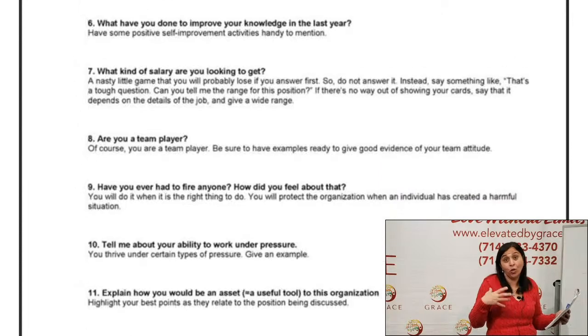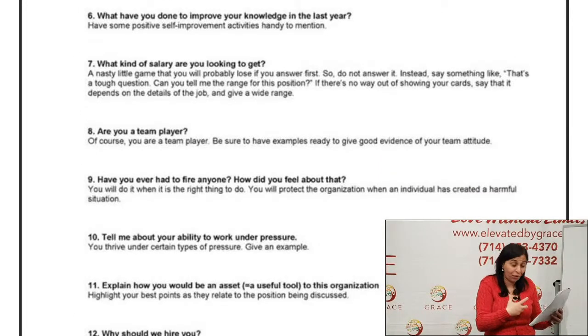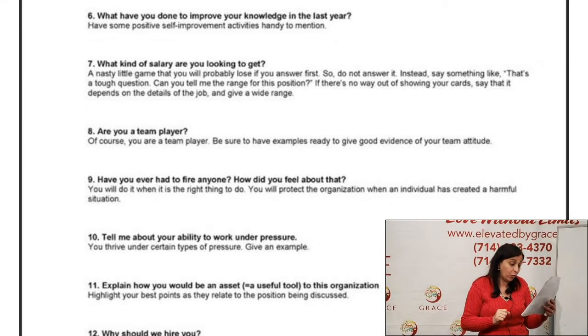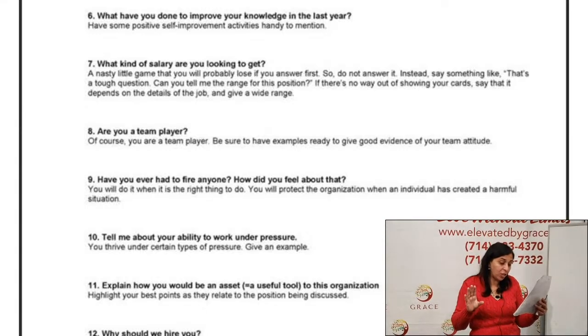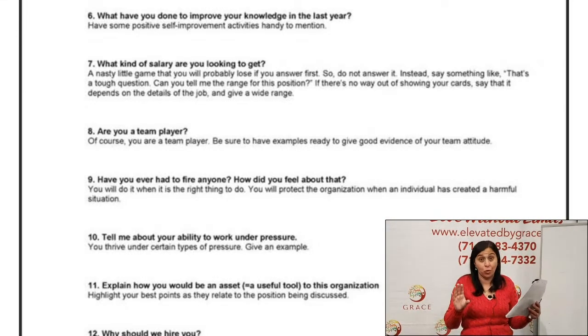Question 8, are you a team player? يعني انت تقدر, can you work with a team, تقدر تشتغل في فريق? Do you like teamwork? Of course you have to be a team player to succeed in this interview. Be sure to have examples ready to give evidence of your team attitude.